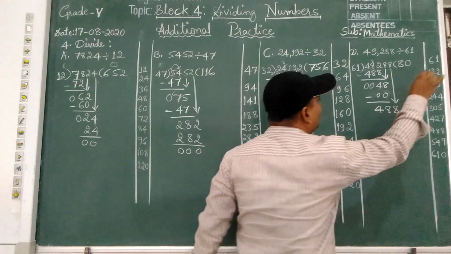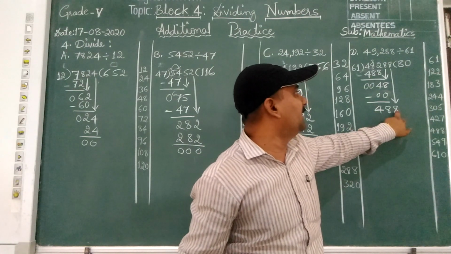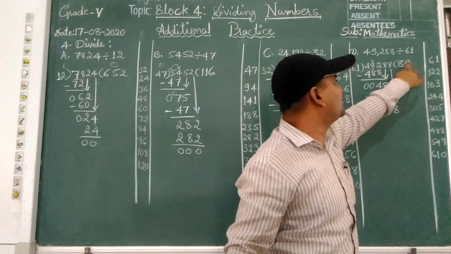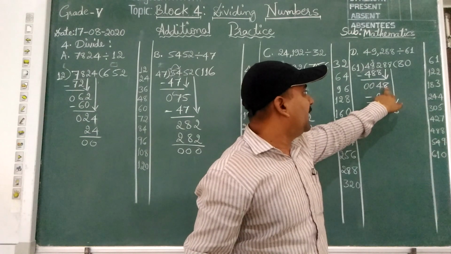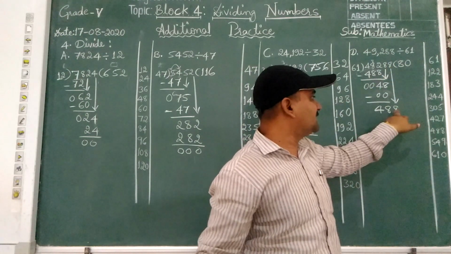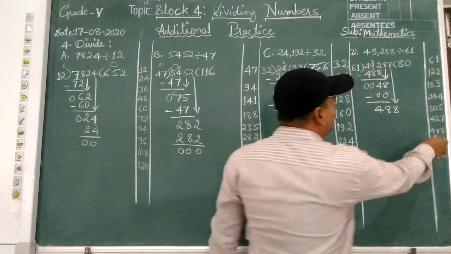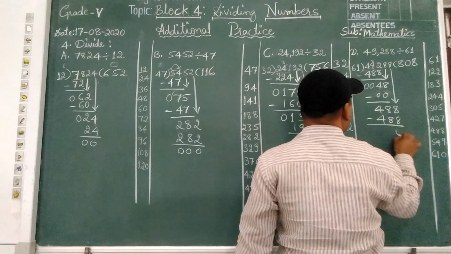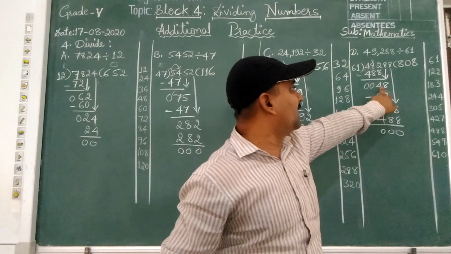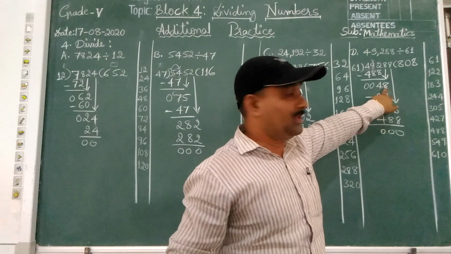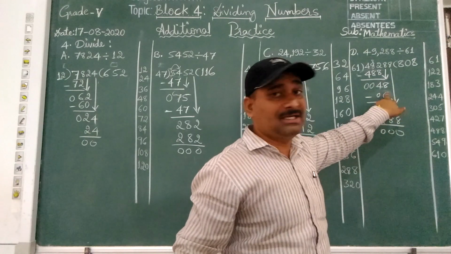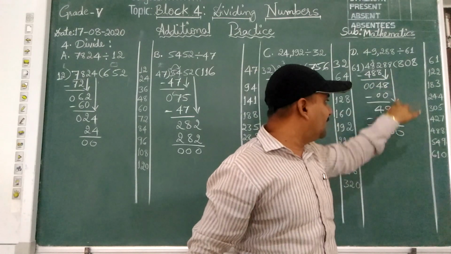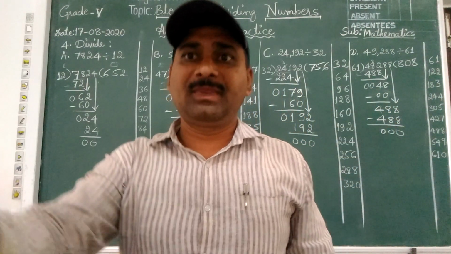Take the next number. Now it is 488. 61 ones are also not possible here, that's why 61 zeros is 0. 8 minus 0 is 8, 4 minus 4 is 0. Next it is 8. Now it is 488. 61 eights are 488. Be careful, children, when you get only 48, you cannot take 8 directly here. 61 zeros is 0, then you can take one more 8. Okay? Right.